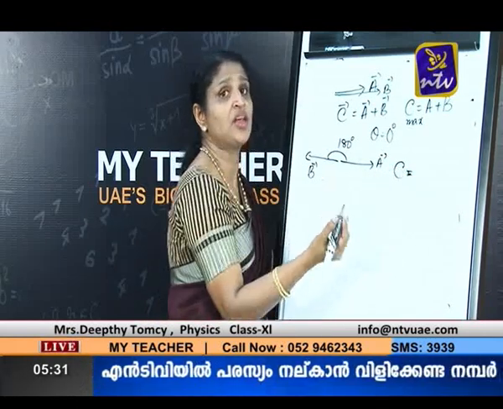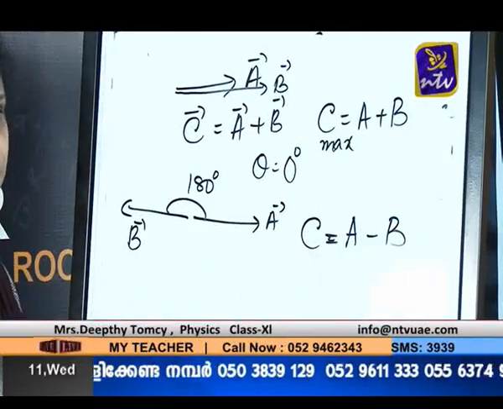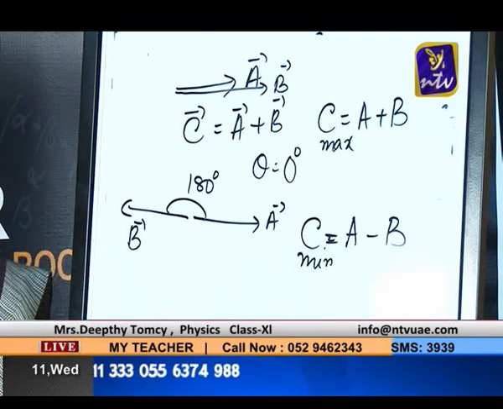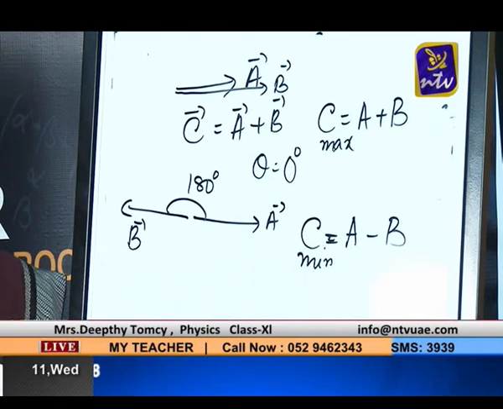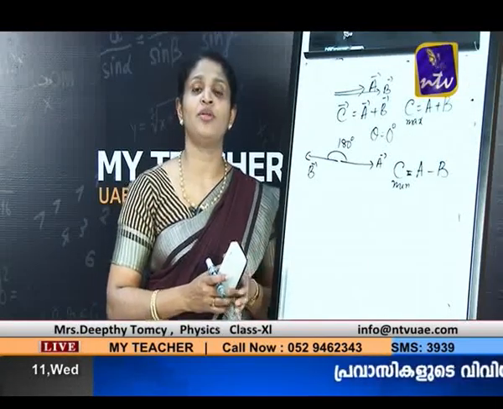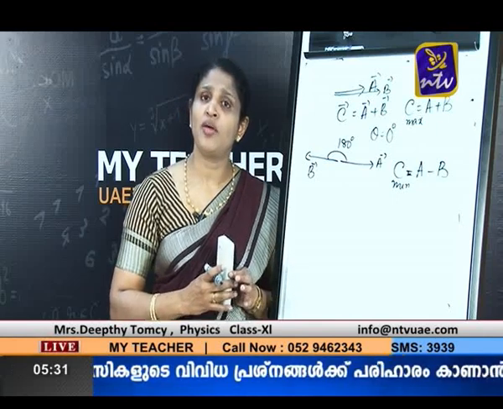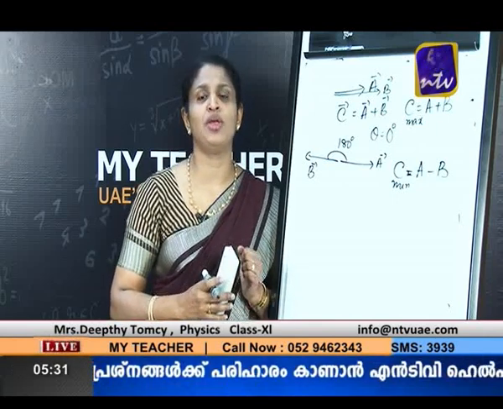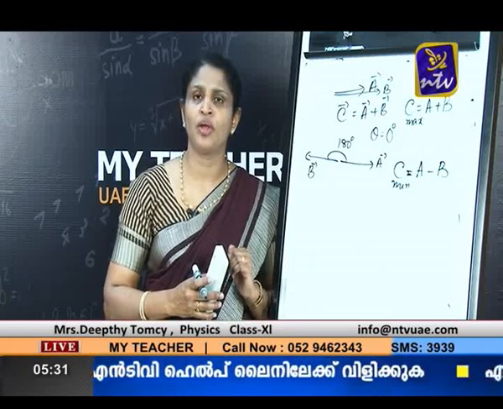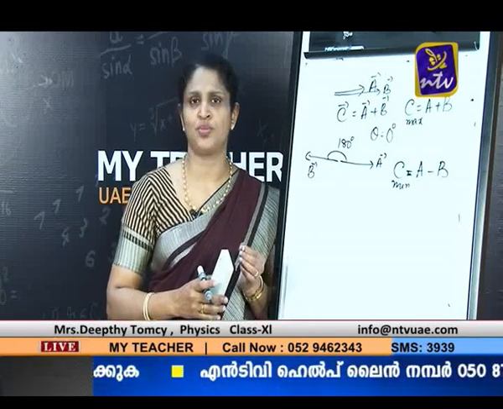Otherwise, if A is greater than B, then the resultant is given by A minus B. So the minimum value of the resultant between any two vectors is given as C minimum is equal to A minus B, which happens when the angle between the two vectors is equal to 180 degree. Never can the resultant of two vectors be more than the maximum value or less than the minimum value. For any other angle, the value will come between these two.